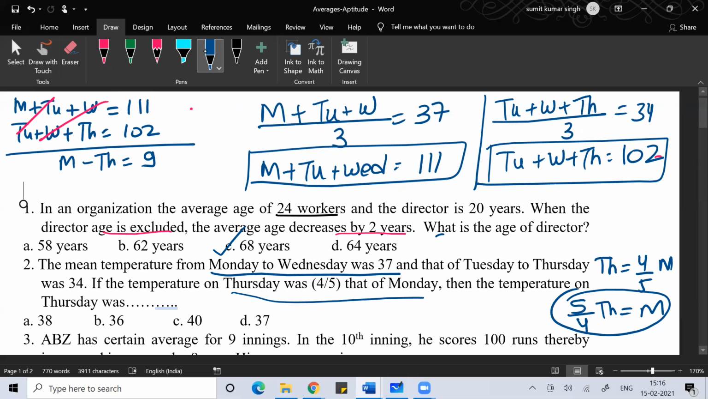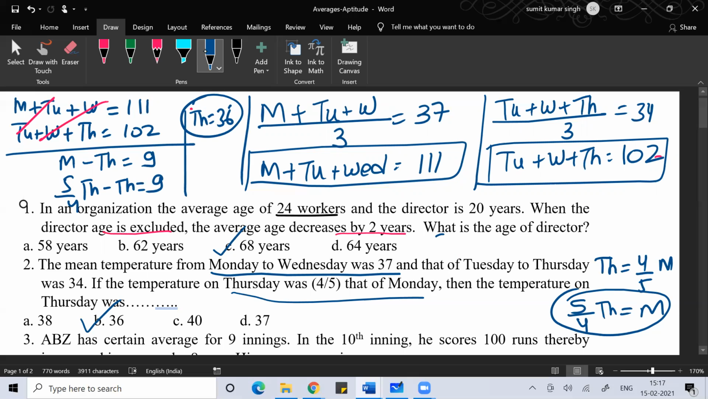Okay, and they want the temperature of Thursday. So in place of Monday, I can write the relation of Monday and Thursday. You know that the temperature of Monday is 5/4 of the temperature of Thursday. In place of Monday, I can write 5/4 of the temperature of Thursday minus Thursday is equal to 9. So you can solve this. You'll get 1/4 of Thursday, so the Thursday temperature is 36 degrees.